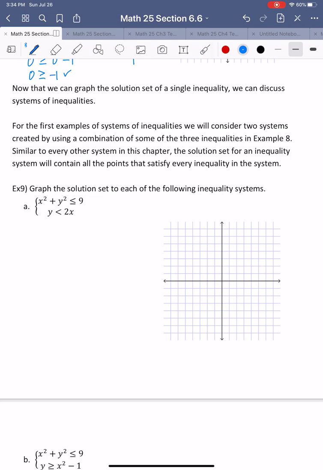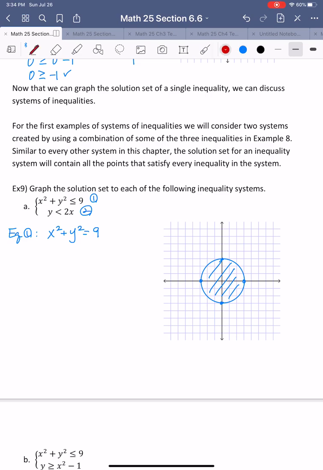I'm going to put together inequality 1 and 2. Inequality 1 is a circle, x squared plus y squared equal to 9. The circle has a radius of 3, remember we did it, and it's a solid. So I'm going to make a circle, and the shading was inside, because the test point 0, 0, which is the center, works.